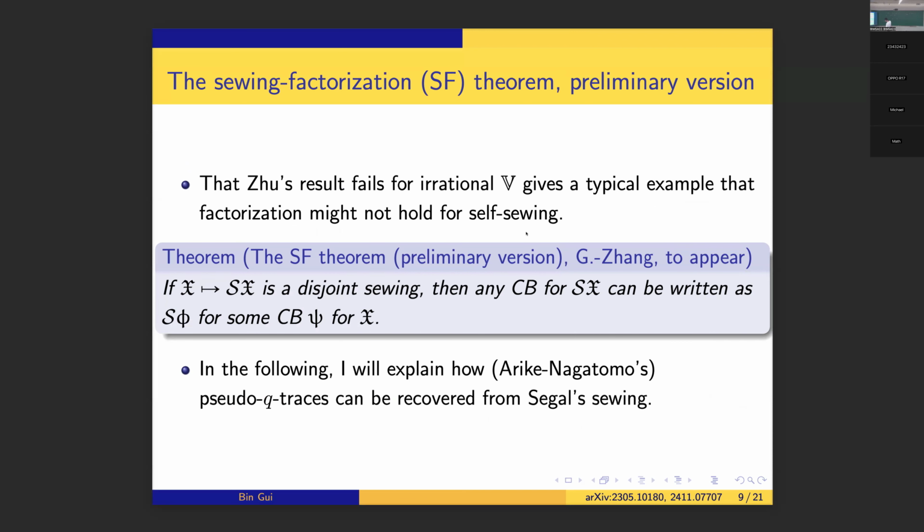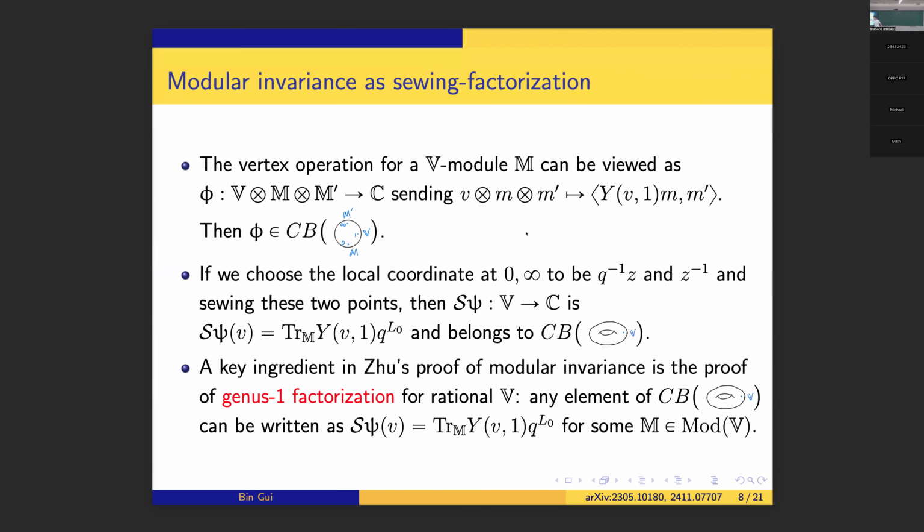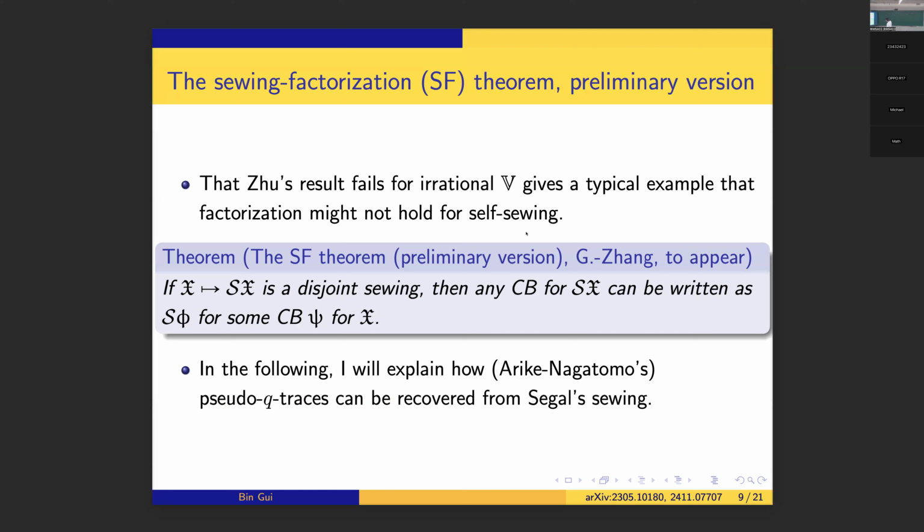And the failure of Drew's result gives a very good example. It is a typical example showing that if your VOA is not rational, then the factorization might not hold for self-sewing, because the first picture is a self-sewing, right? You sew these two points, you get a torus. This is self-sewing, and it suggests that the factorization does not hold in general if your geometric setting is a self-sewing.